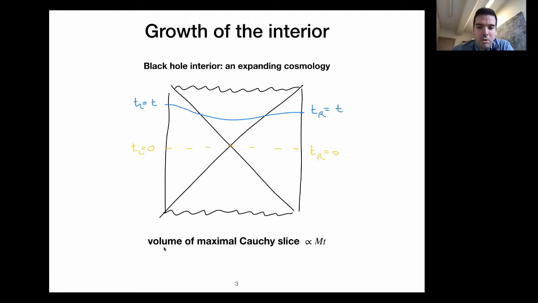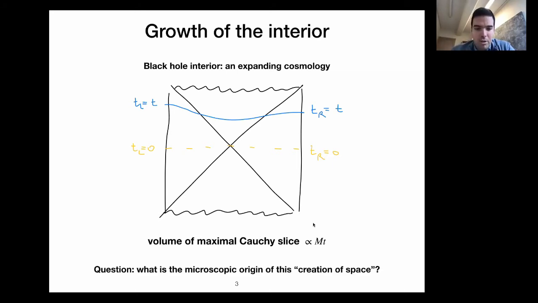So this is a two-sided black hole now, and I anchor some Cauchy slice between some fixed boundary times. I can look for the maximal Cauchy slice, and as I move up the anchoring point, the boundary time, it will grow. It will grow in general linearly, and classically, as predicted by classical gravity, it will grow forever. So there's some space being created as you move up in time. And the question is, what is the microscopic origin in the CFT or in the dual theory of this creation of space? So this is what we want to understand eventually.